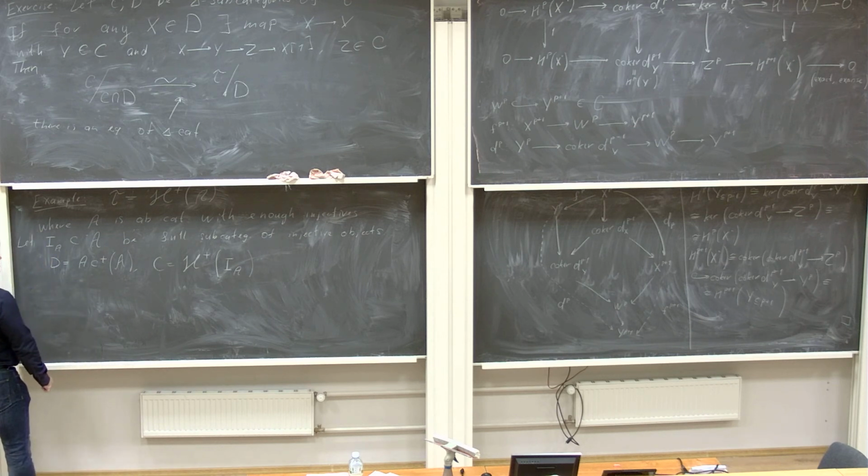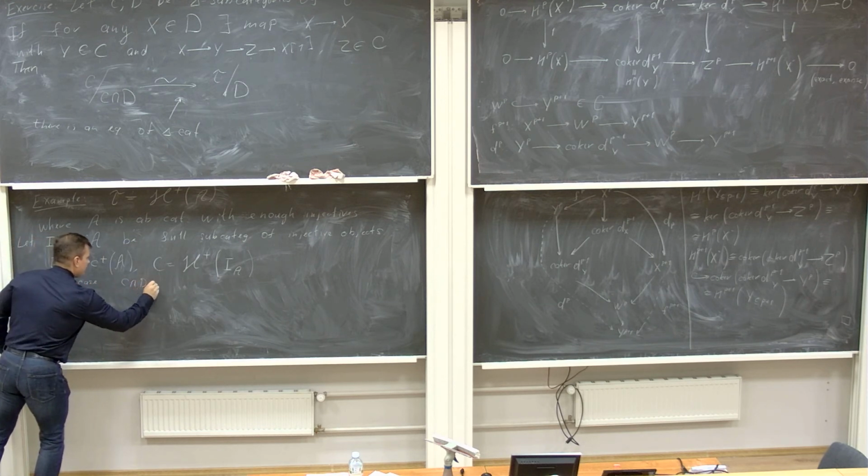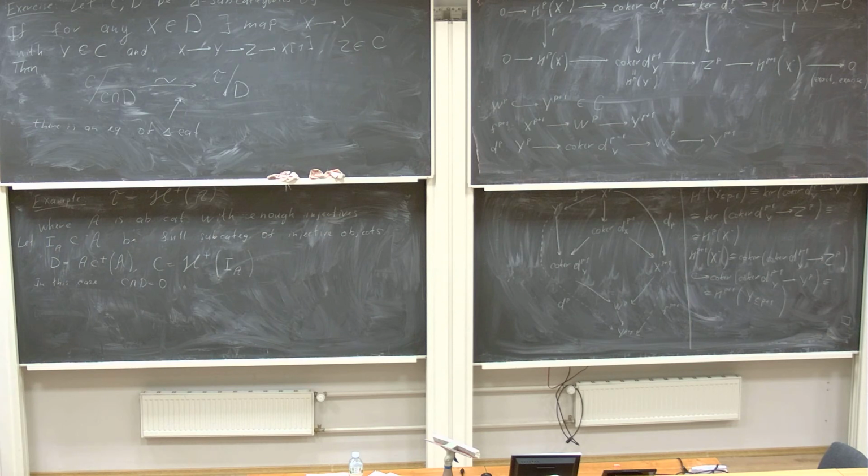So now I claim two things. Well, actually, in this case, the intersection of C and D is trivial. And how do you know that this is trivial? Again, I claim this is something that you probably have seen in basic homological algebra, for example, when you discussed injective resolutions of objects.